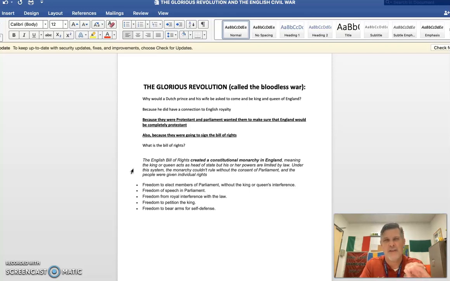So the significance of the Glorious Revolution was one thing to kind of stamp England as a Protestant country, and over 400 years later, England is predominantly a Protestant country. Again, Protestantism is a branch of Christianity. And secondly, the Glorious Revolution brought in this document called the English Bill of Rights, which created a constitutional monarchy in England, and it made the king and queen subject to laws and the Constitution.